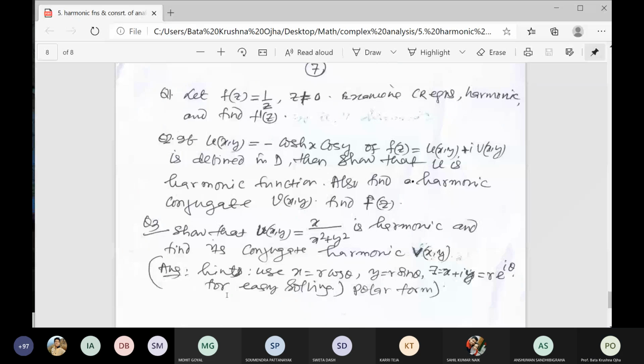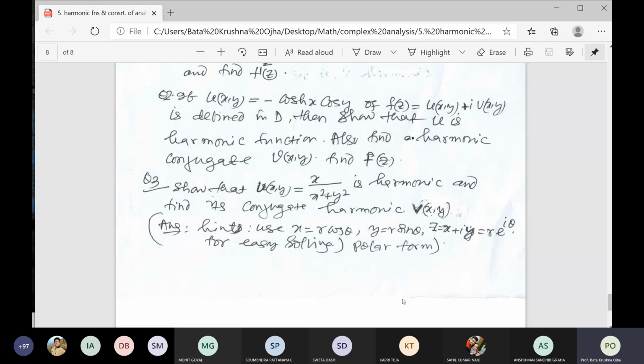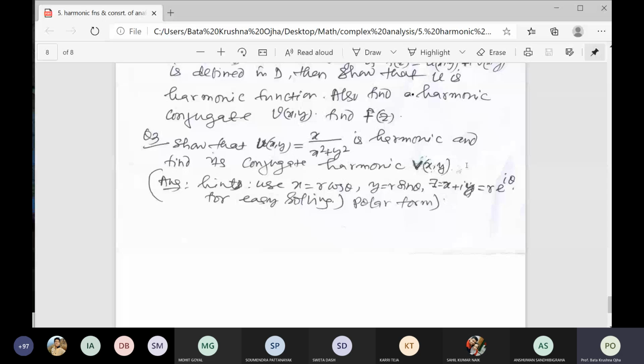Then find its conjugate harmonic function, and f of z. So show that u is equal to this is harmonic, and find its conjugate harmonic v. This is also a question.